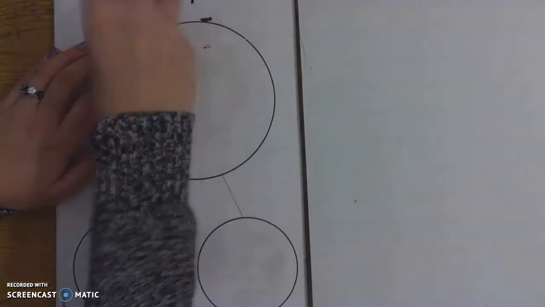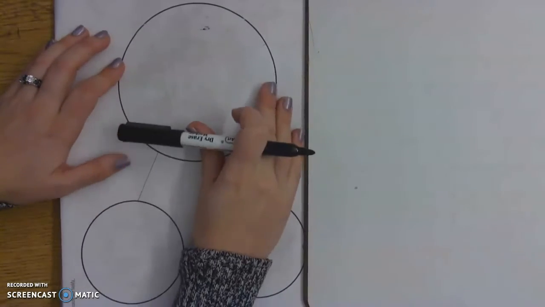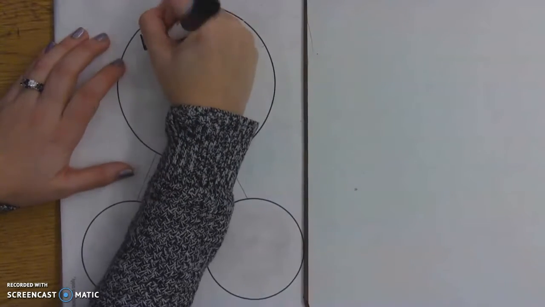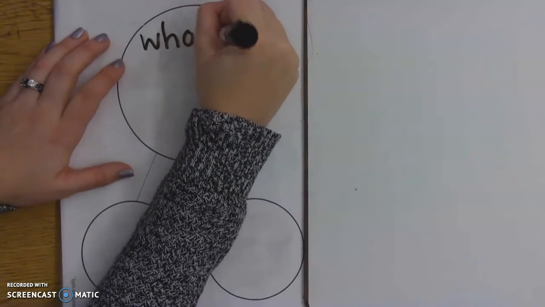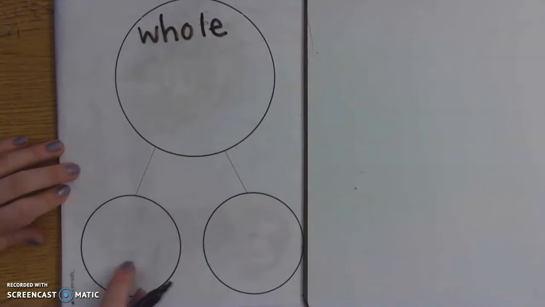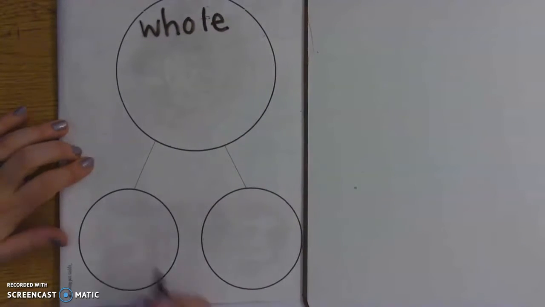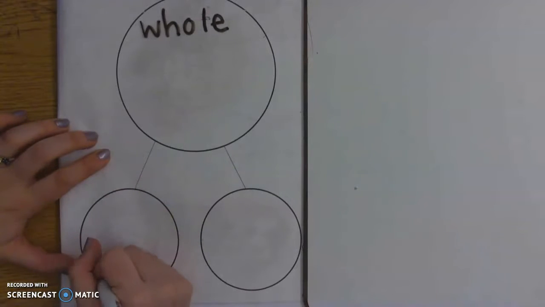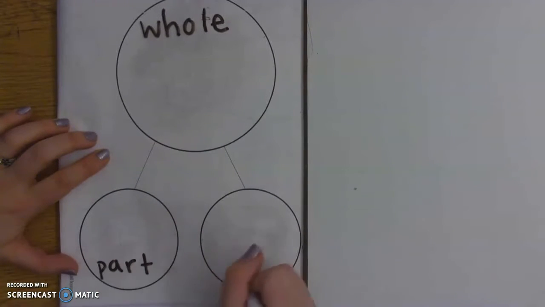I'm going to rewrite this. I don't like where it is. W-H-O-L-E, whole. So that's the total. That means these two circles we call parts. So I'm going to write part, P-A-R-T, and both of these circles.